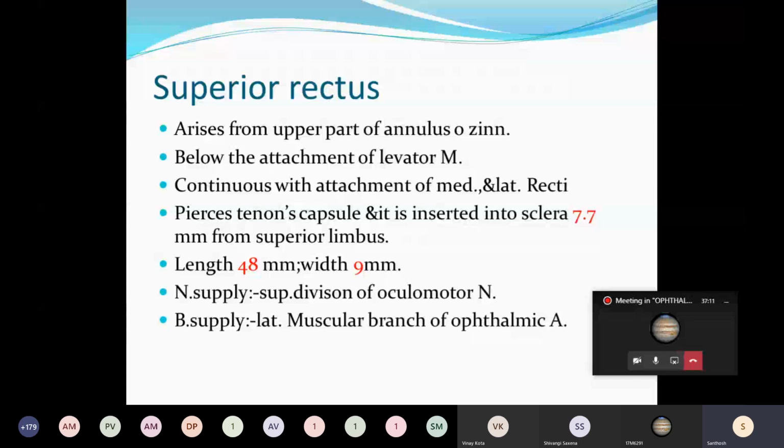It pierces the Tenon's capsule and is inserted into the sclera at a distance of 7.7 mm from the superior limbus. The length of the superior rectus is 48 millimeters, while the width of the whole muscle is 9 mm, and its attachment to the limbus stretches from 9 mm to 10 mm. The nerve supply is from the oculomotor nerve. Blood supply is from the lateral muscular branch of the ophthalmic artery.